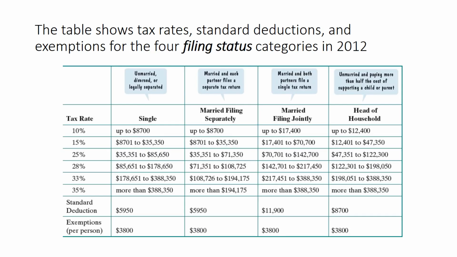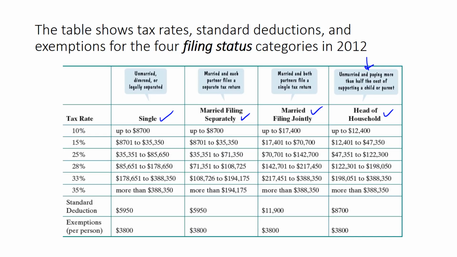So the table shows the tax rate, standard deductions, and exemptions for the 4 filing status categories. This is from 2012. So, it's different for single, if a person is single, married filing separately, married filing jointly, and the head of household. So unmarried and paying more than half of the cost of supporting a child or parent.